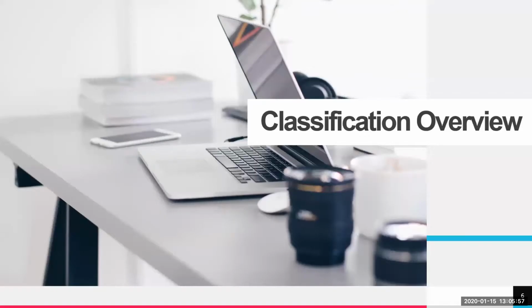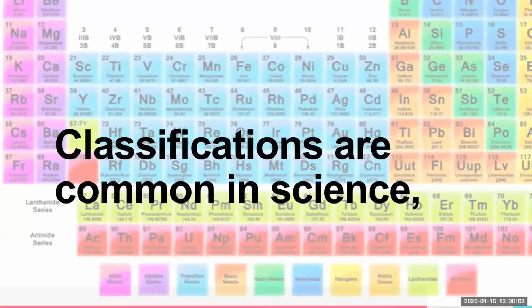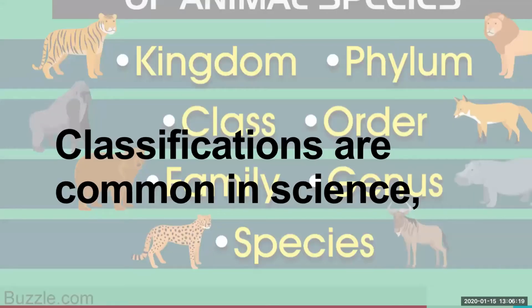Now that we've gotten the introduction out of the way, let's get to the good stuff. Classifications are everywhere. They are especially common in science. For example, the periodic table enables you to classify elements by type, symbol, atomic number, atomic mass, and many other useful criteria. The classification of the animal kingdom, which enables you to identify an animal by phylum, class, order, family, genus, and species.